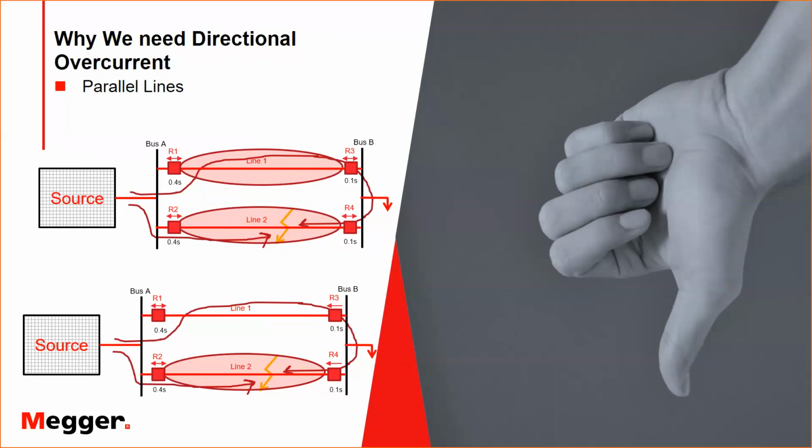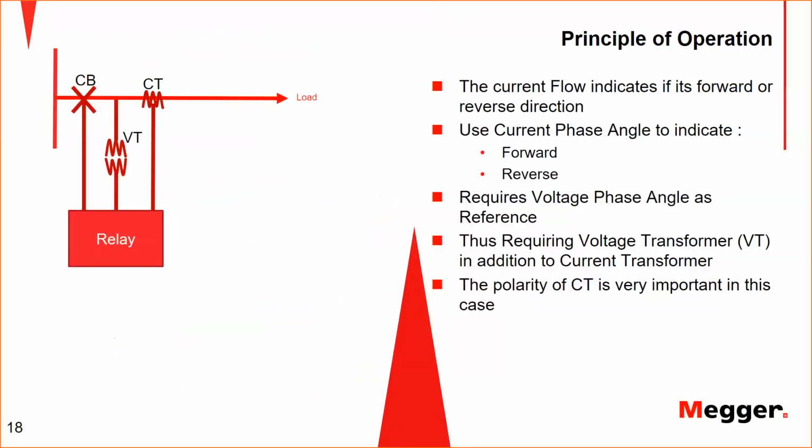So how, in principle, does the directional element work? The current flows through the element, where you have your circuit breaker, your CT and your VT connected. Normal load current will have a slightly lagging angle to the voltage, around 10, maybe 15 degrees, or even much less, and usually a resistive load indicating power flowing through your line. This lag and lead relationship between the voltage and the current can be used to indicate whether the current is going in the forward direction or in the reverse direction.